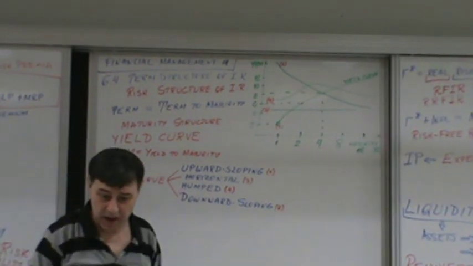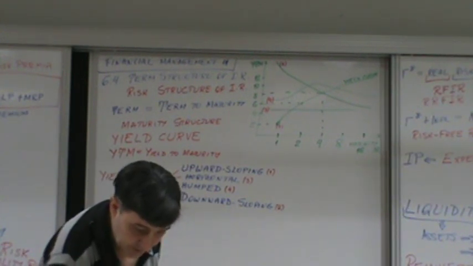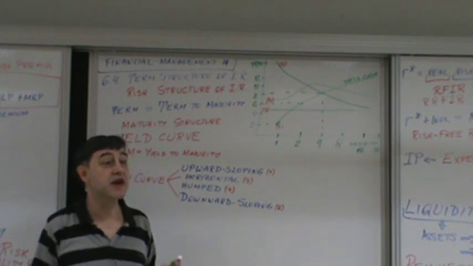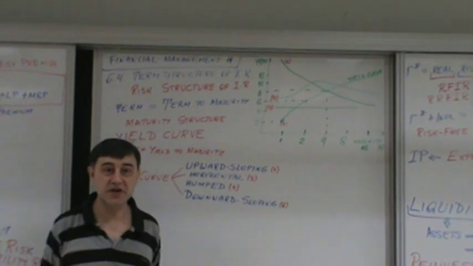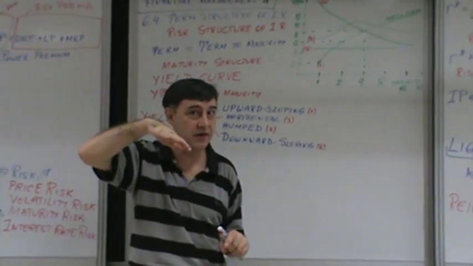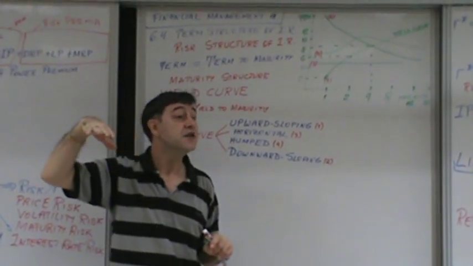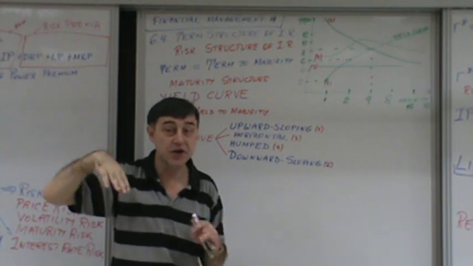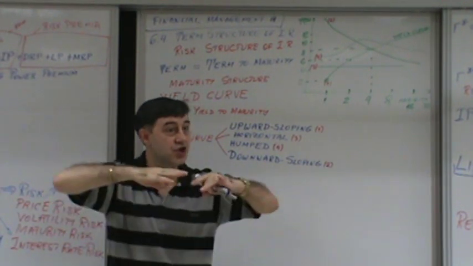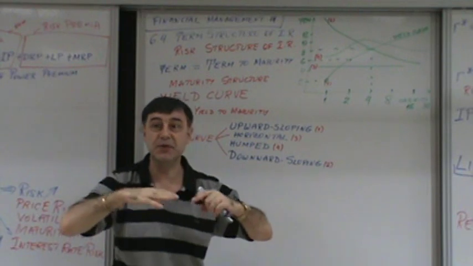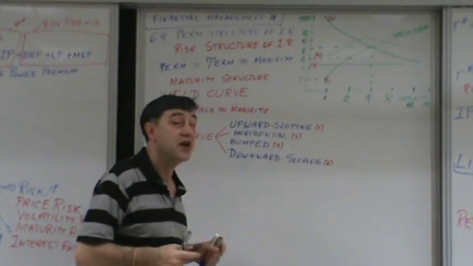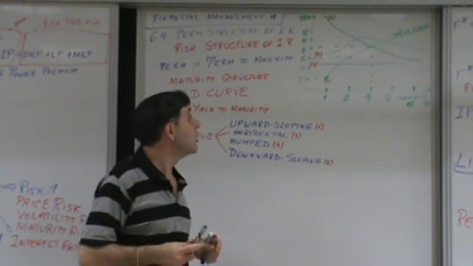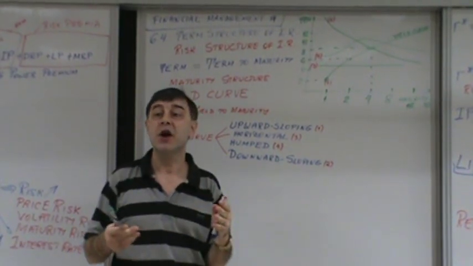Now, in different times, you got different yield curves. And different yield curves change over time. So today you got one yield curve. Next time you got a similar yield curve, but it can go up, it can go down, it can change, it can get flatter, it can get steeper, and all the other things. And I can begin to explain all of those. Let's begin first with which is the most common.